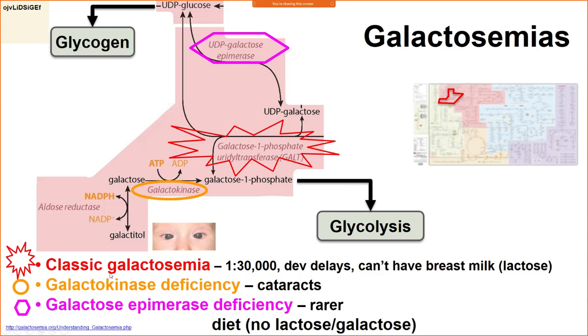Okay, and then the last one, which is much rarer, is galactose epimerase deficiency, which is related to this enzyme UDP galactose epimerase. And so the diet is no lactose or galactose for this.